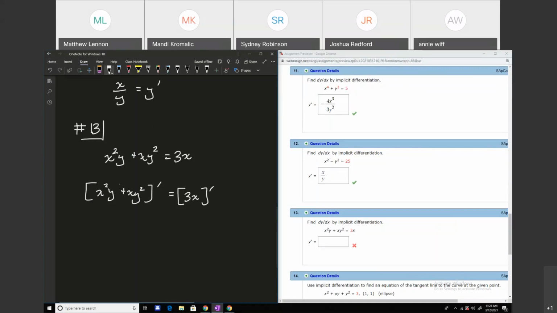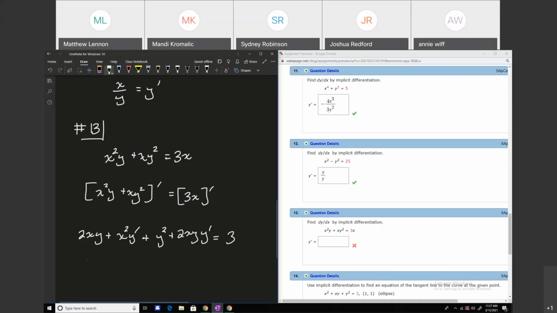So for the first product rule, you're going to think of u as x squared and v as y. So we would have 2x times y plus the derivative of y, which is y prime, times x squared. So we get x squared y prime. Then we have a second product rule, the derivative of x, which is 1 times y squared. So we get y squared plus x times the derivative of y squared, which is 2y y prime. So we get 2xy y prime. And then the right-hand side, the derivative of 3x is just 3.